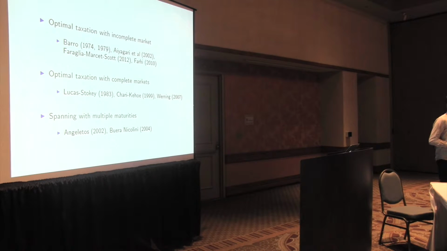Naturally, this paper fits in a long tradition of optimal taxation with aggregate shocks, starting from Barro, who did optimal taxation with incomplete markets, Aiyagari, Marcet, Sargent, Seppälä. It is also going to connect to optimal taxation with complete markets, which is Lucas, Stokey, and Werning. And in some ways, it's going to link to the argument which Angeletos and Buera and Nicolini had. So they studied an inverse problem. They started with a complete markets allocation, and they asked, is there a maturity structure which can completely replicate this complete markets allocation?